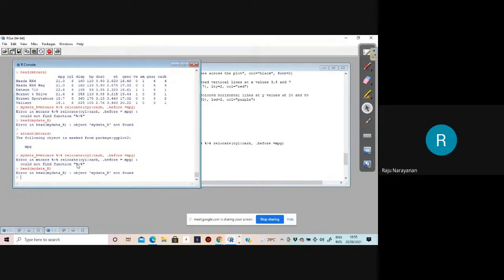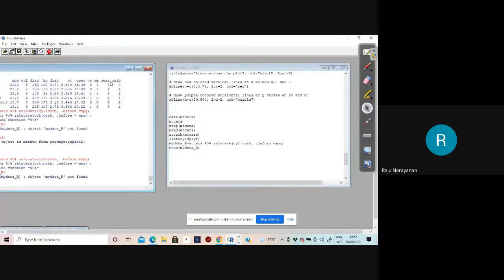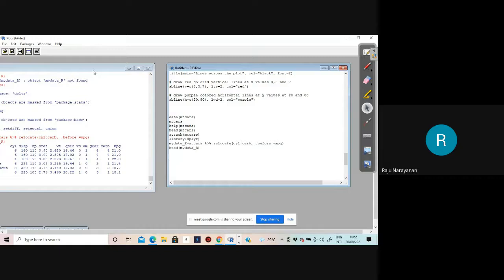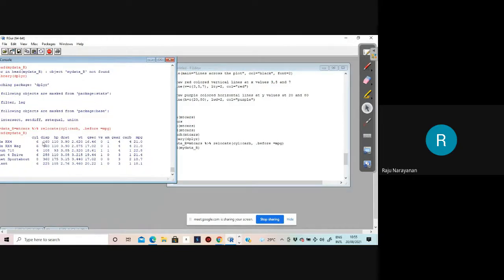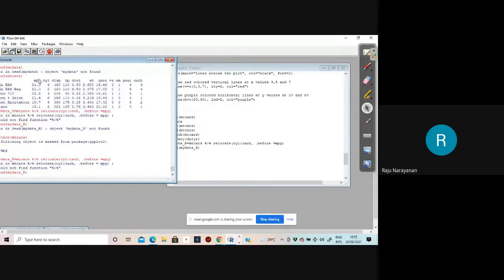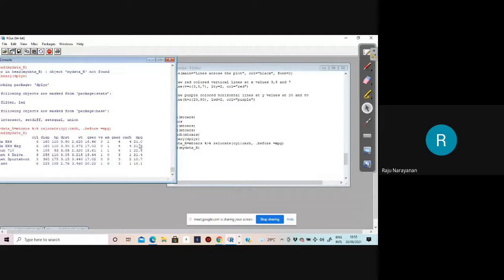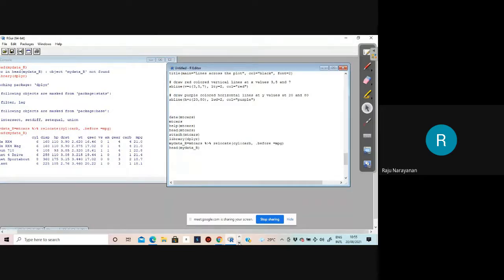Here, this is not found means this function is not available, means the package in which that function is available is not activated. Now it will do that work. Now you can see MPG is coming last. Here MPG was first. Here MPG is coming last. It is not a big thing, but a little bit interesting.